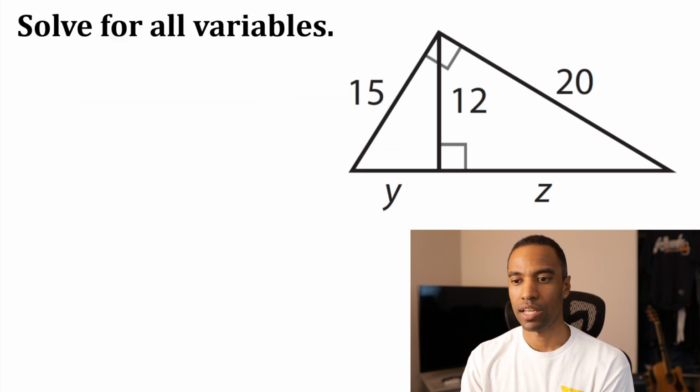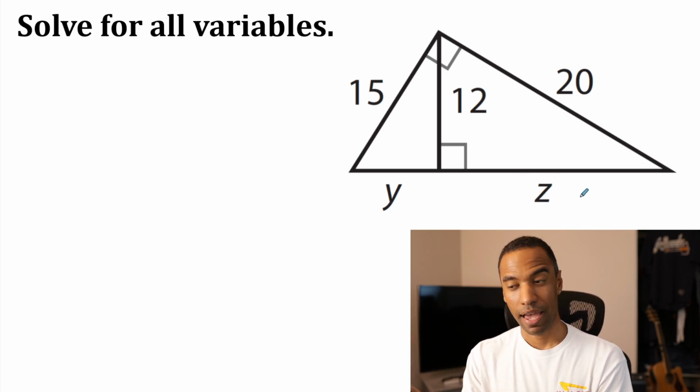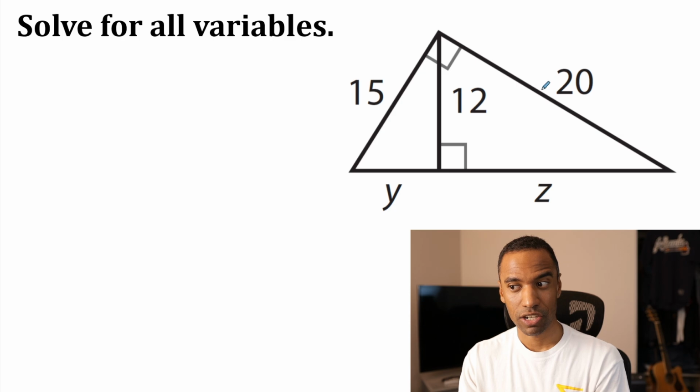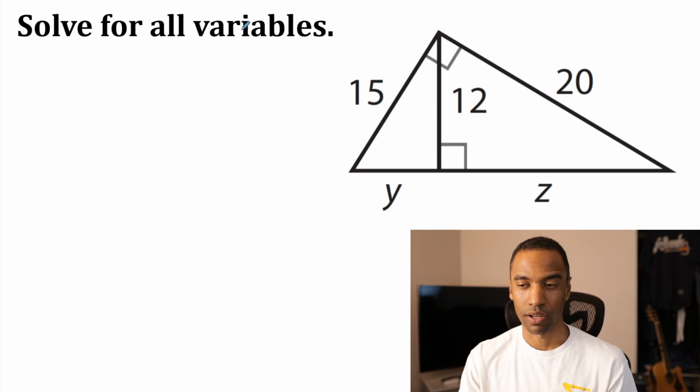All right, let's go ahead and do an example here, guys, where it says solve for all variables. Let's try and find y. Let's try and find z. Now, off the bat here, I don't know if you realize this, but we have actually enough information to find y and z without proportions whatsoever. These are right triangles, after all.